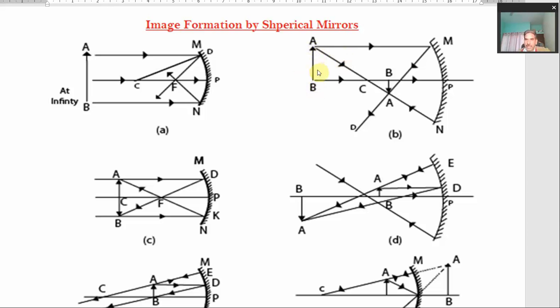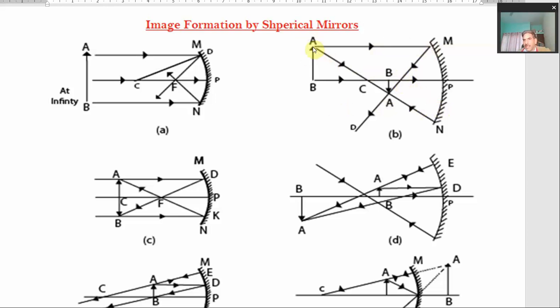So this arrow, we are taking to be the object AB. The topmost point is A. So we have to draw only two light rays. We are drawing two light rays of specific kinds, for which we know where they will pass after reflection from the mirror. One light ray parallel to the principal axis will always, after reflection from the mirror, pass through the focus. And another light ray you can draw through the focus. It will always, after reflection, go parallel to the principal axis.